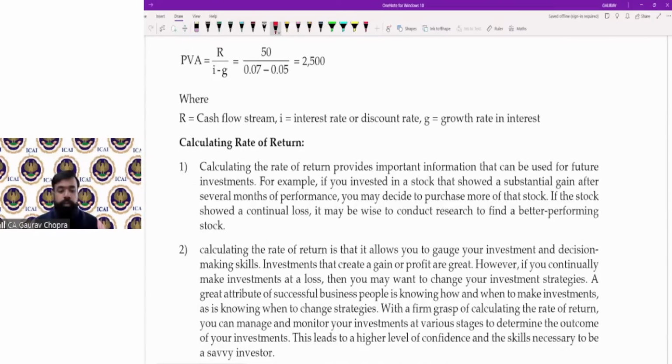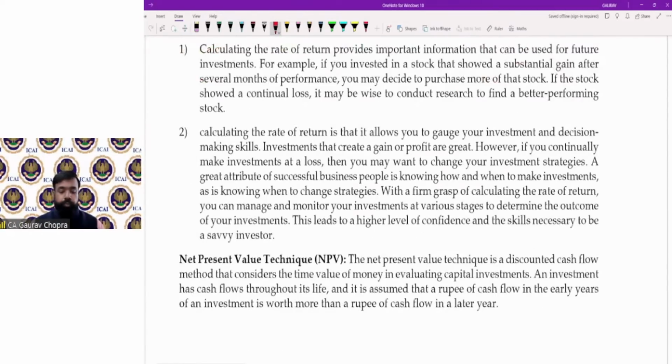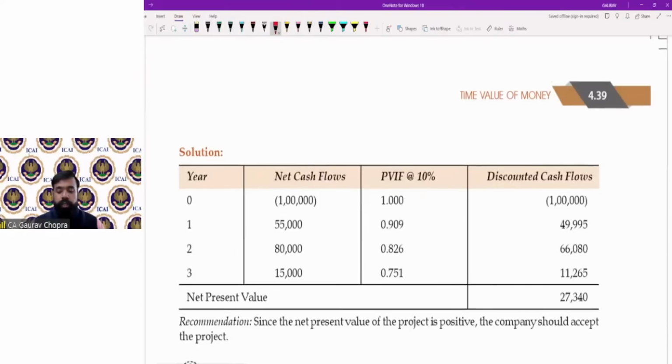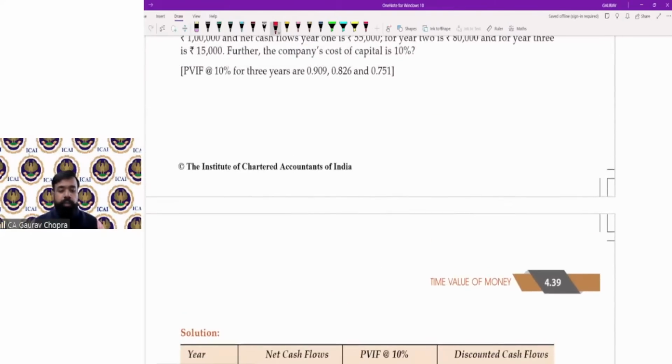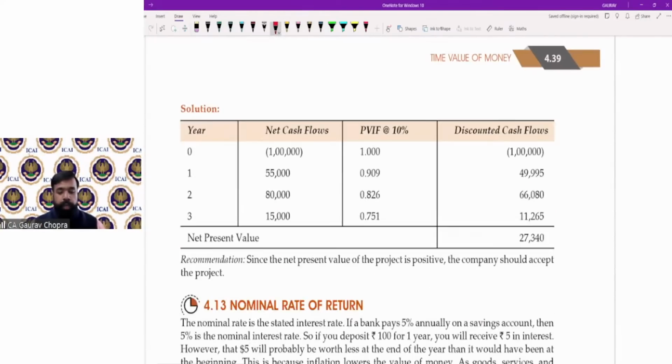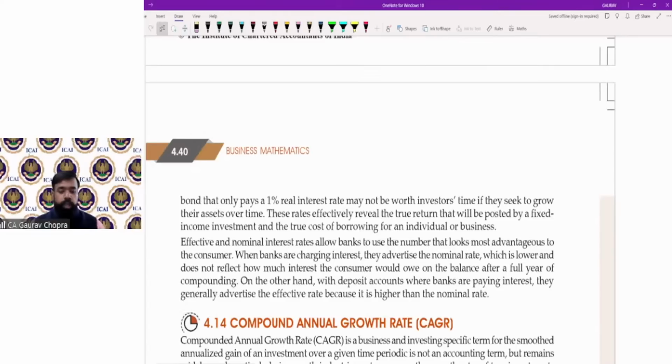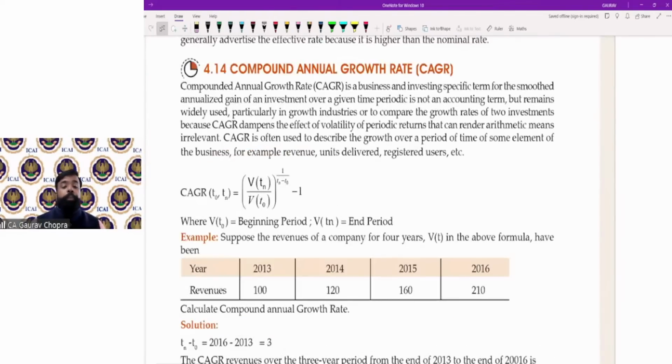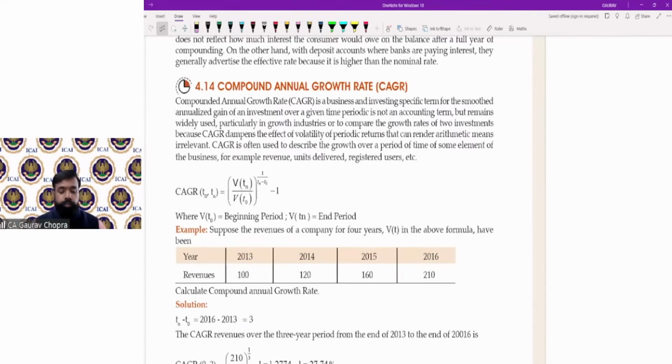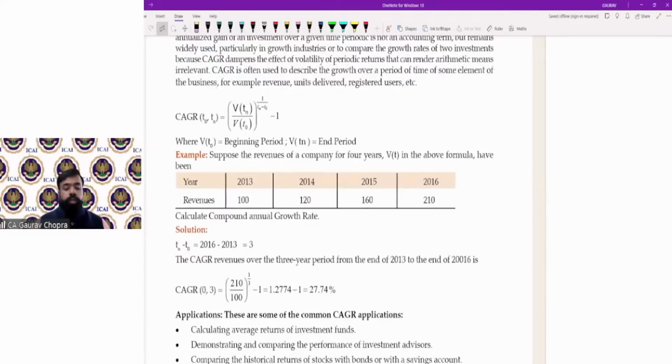So this was question number 42. Now this is the same concept which we have covered previously, question 43, so you can do it by yourself. Then the next one is CAGR, compound annual growth rate. That is the average growth rate we have to calculate for the company. So what is the method of calculating this average growth rate? That is CAGR, compound annual growth rate.